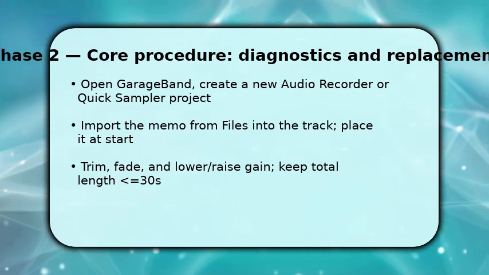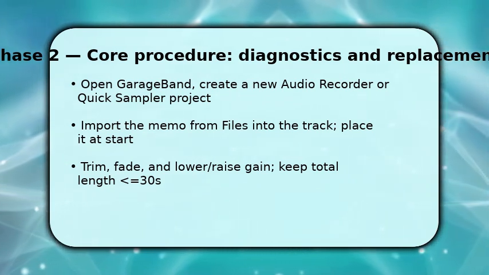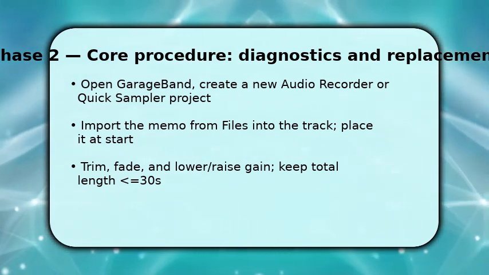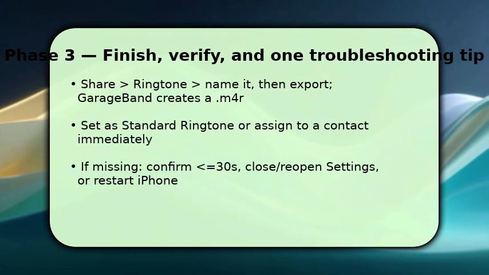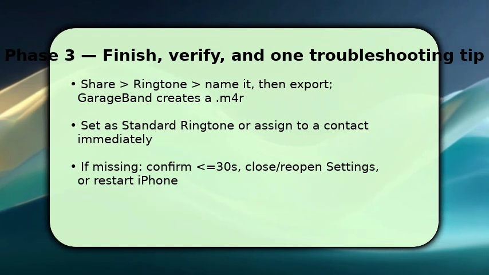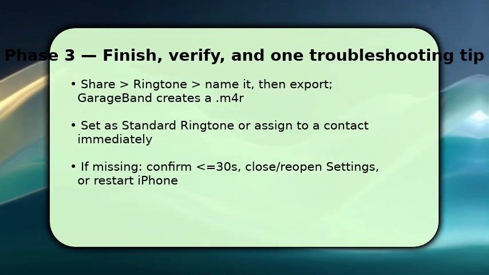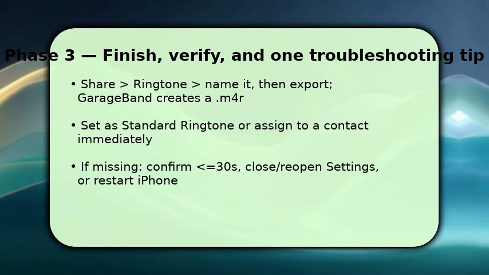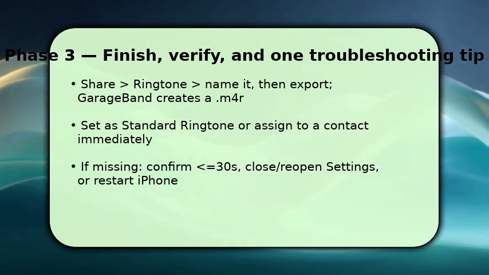Make sure the entire region does not exceed 30 seconds, since iOS restricts ringtone duration. Once your track is ready, tap the project settings and choose Share, then Ringtone. Name the tone clearly and export. GarageBand converts it into a ringtone file and offers to use it now.